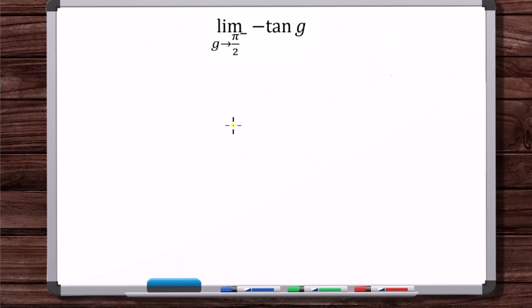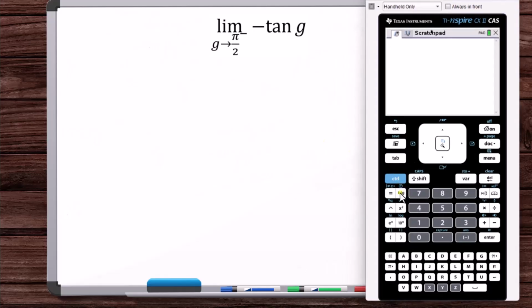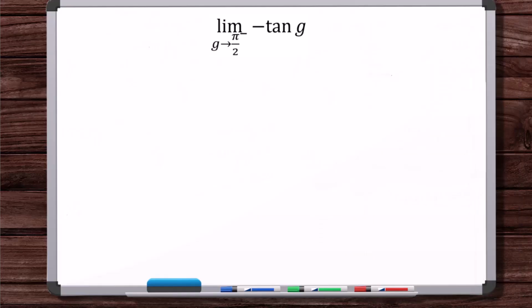So that's the limit. The limit as g approaches pi over 2 from the left of minus tangent of g. All right, so we can start by just inputting pi over 2 into this function here, because we know tangent is continuous everywhere in its domain. So maybe pi over 2 is within the domain. So minus tangent of pi over 2. So, okay, this is undefined.